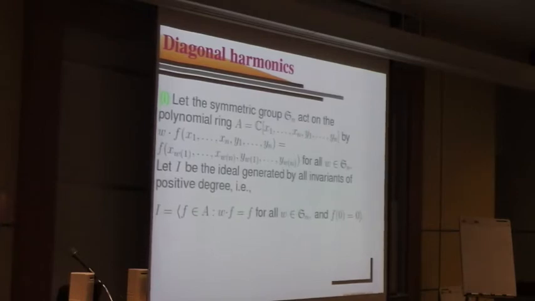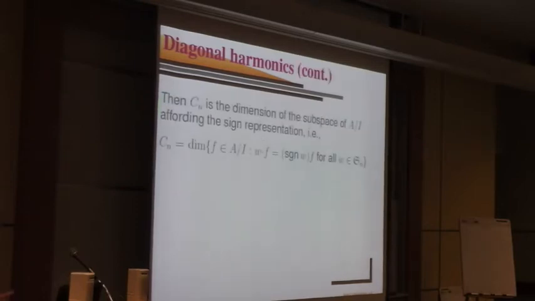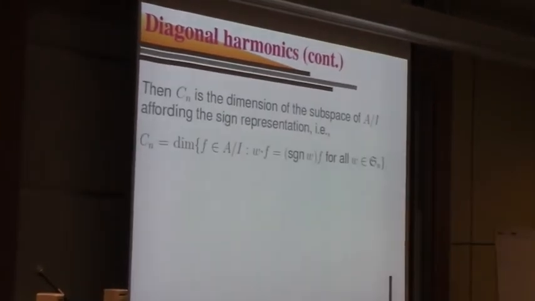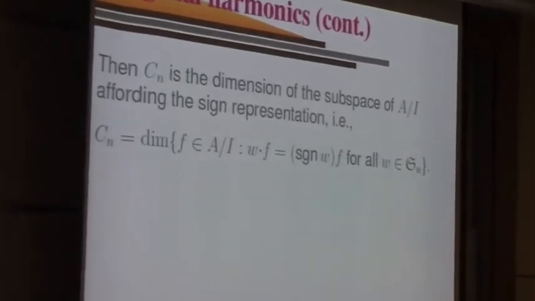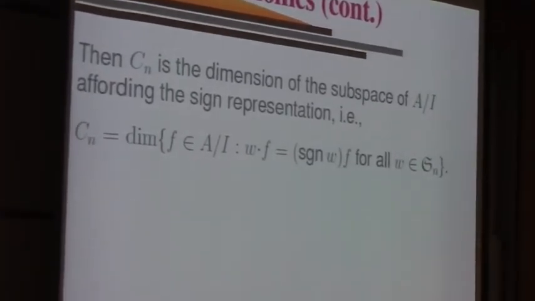Well, for diagonal harmonics, it's much more difficult. But the result connected with Catalan numbers is that Cn is the dimension of the subspace of this quotient ring that affords the sign representation. That is, W acting on any element F should be the sign of W, plus or minus 1, times F for all W. So this is a very deep result of Haiman that involves the geometry of the Hilbert scheme.